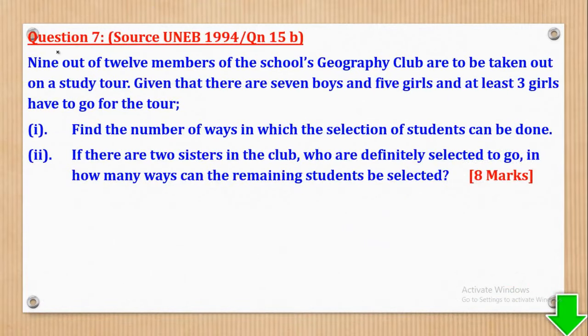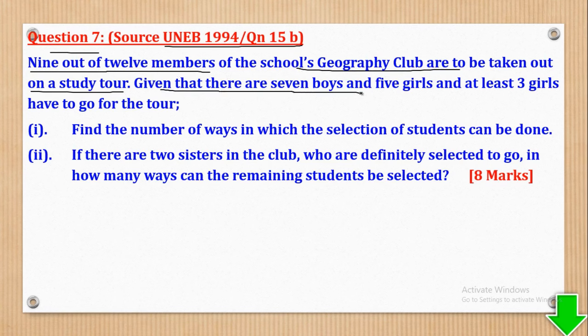Then now we shall go to question 7, which came from UNEB 1994, paper 1, question 15b, and says, 9 out of 12 members of the school's geography club are to be taken out on a study tour. Given that there are 7 boys and 5 girls, and at least 3 girls have to go for the tour, Roman 1, find the number of ways in which the selection of students can be done.